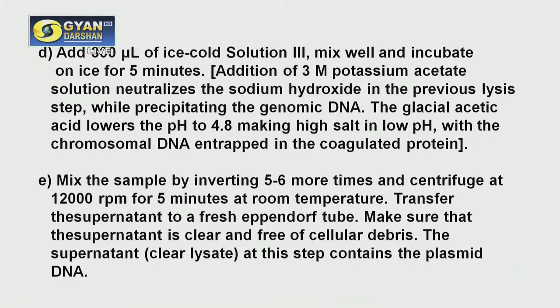Centrifuge it at high speed, 12,000 revolutions per minute in the centrifuge machine for 5 minutes at room temperature. Now make sure that you collect the supernatant, not the pellet. You have to discard the pellet or the precipitate. Collect the supernatant into a fresh Eppendorf tube. You have to again use the pipette man to collect the supernatant.